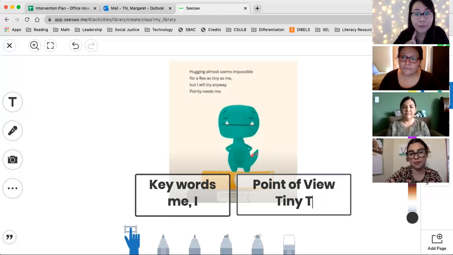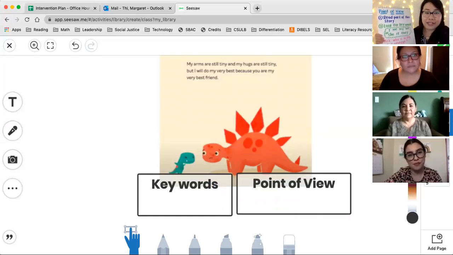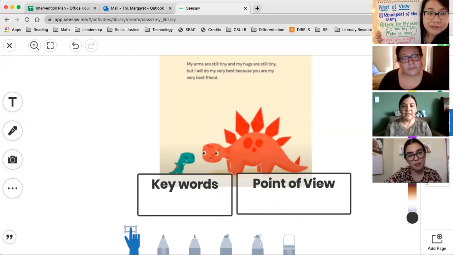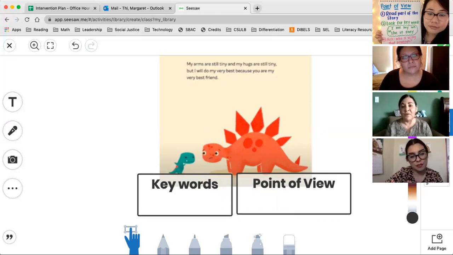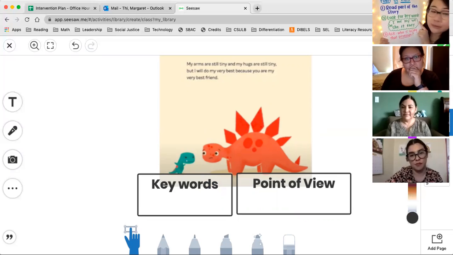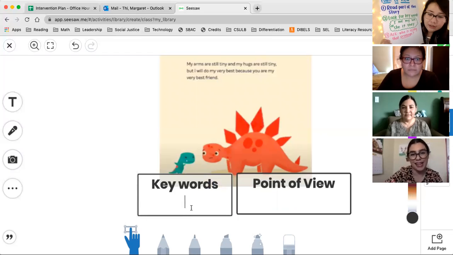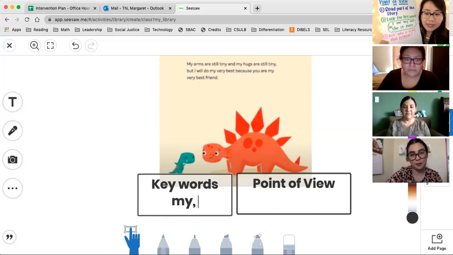We're going to model one more for you. And then I'm going to have Miss Hernandez, can you read this story for us? My arms are still tiny and my hugs are still tiny, but I will do my very best because you are my very best friend. Awesome. Thank you. So now we're going to look for those keywords and see, what keywords do we see in this text? Miss Kimowicz? I see my, I, my and I. Awesome. My and I.